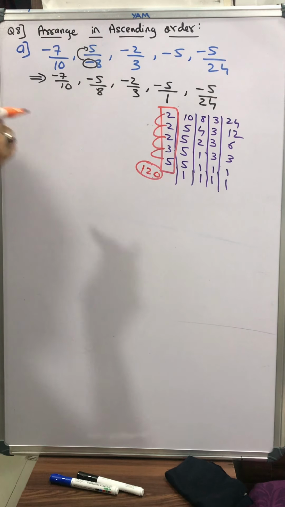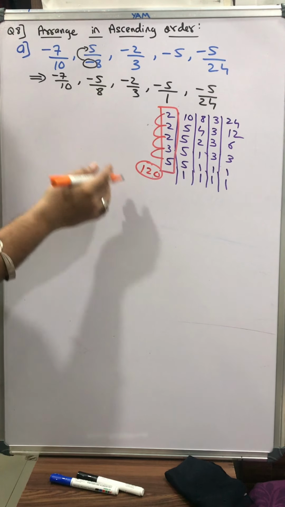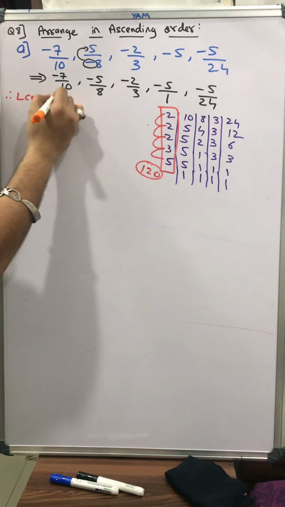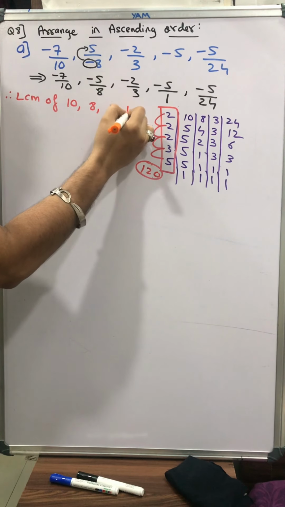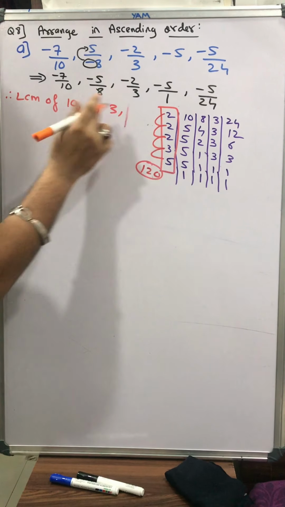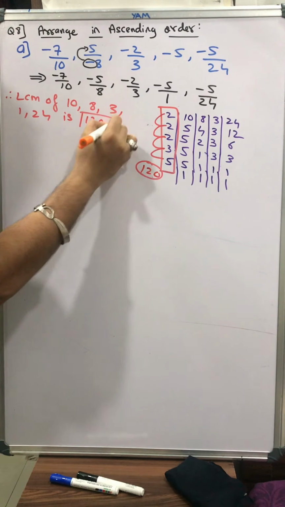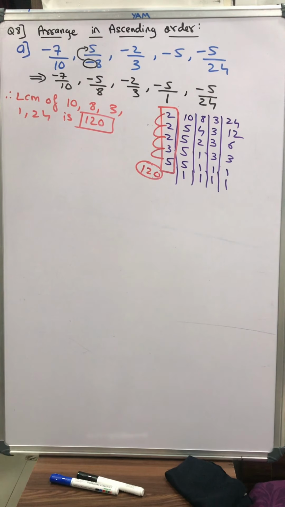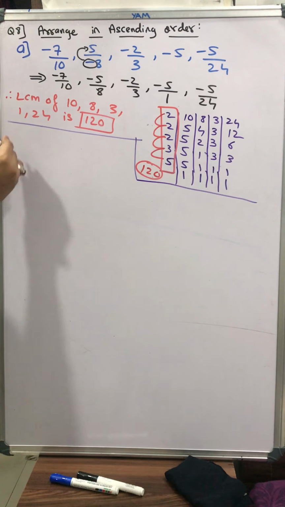Okay, so our LCM is 120. That means I have to make all the denominators 120. The LCM of 10, 8, 3, 1 we can also write, or if you don't write it, that's fine. It is 120. I will convert all the denominators into 120. Now if you remember the previous question, you can easily solve it, students. Okay, let's start.